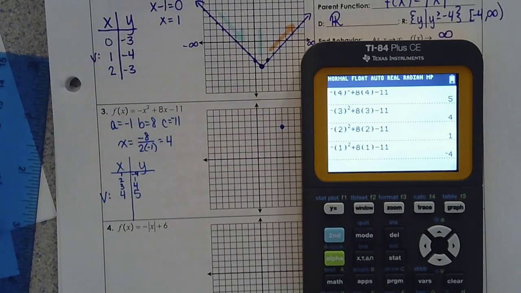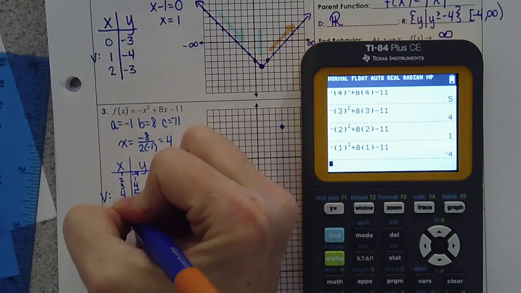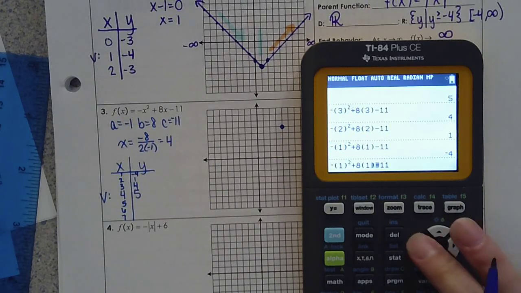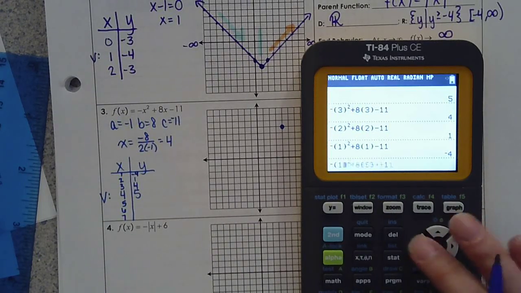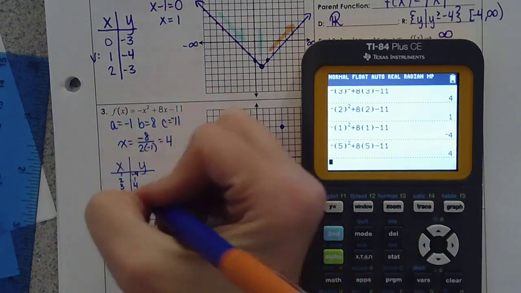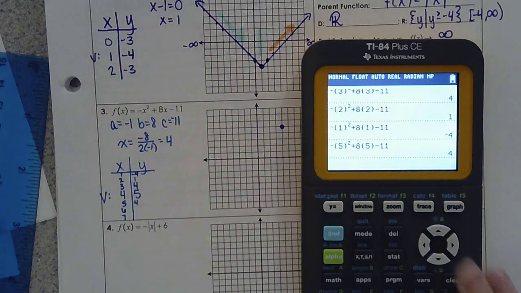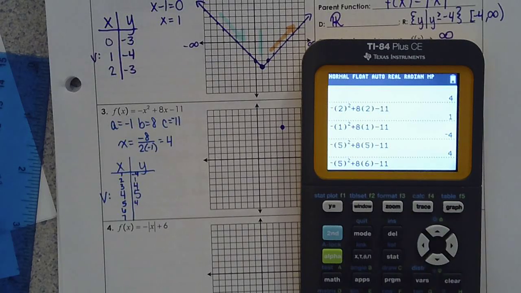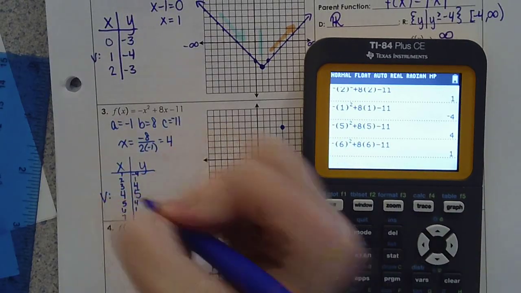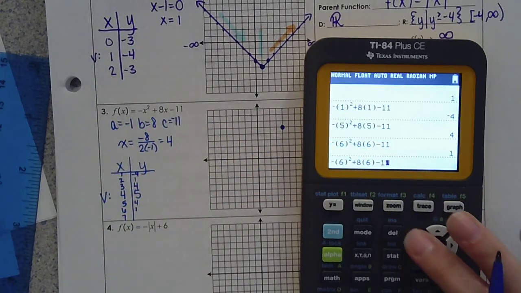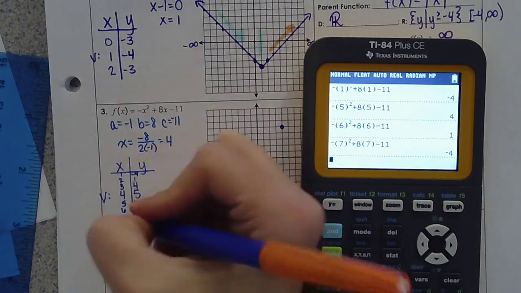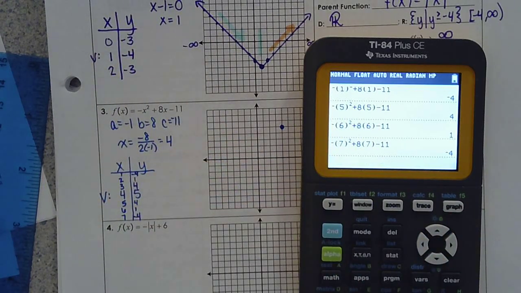Okay, now I want to make sure the points on the other side reflect those, so I'm going to do 5, 6, and 7, same equation. 5 gives me a 4. Good. And 6 gives me a 1. And 7 gives me a -4. Okay, I've got my table of points.